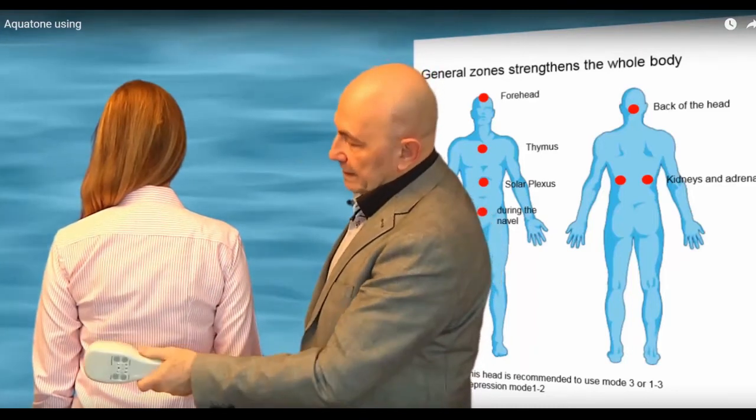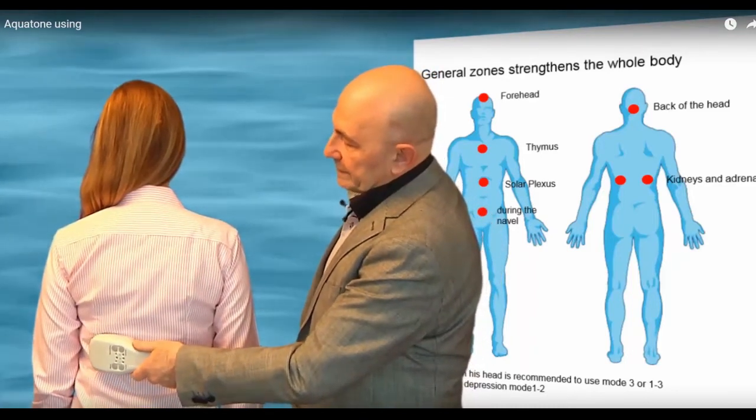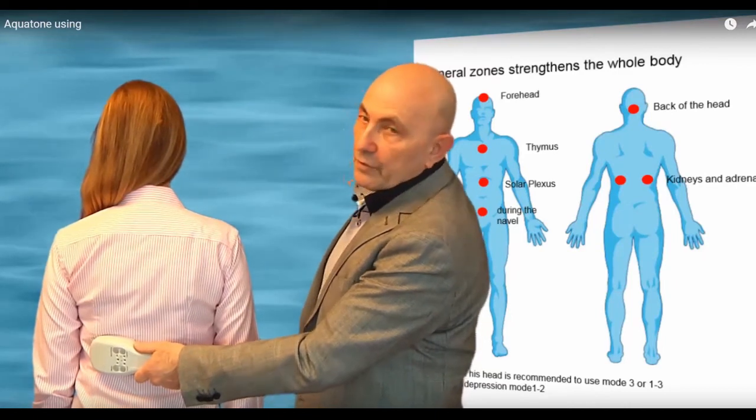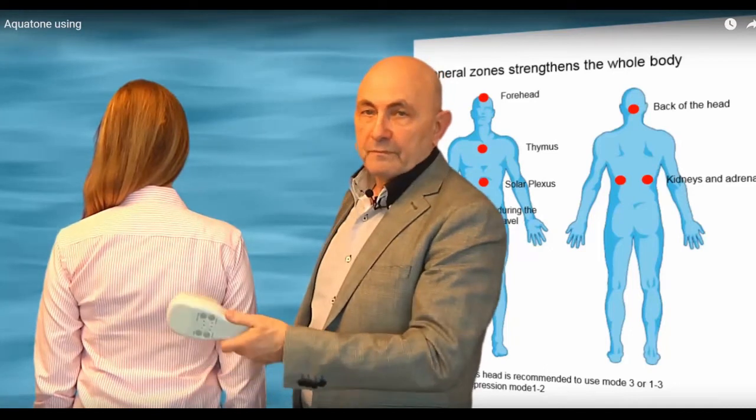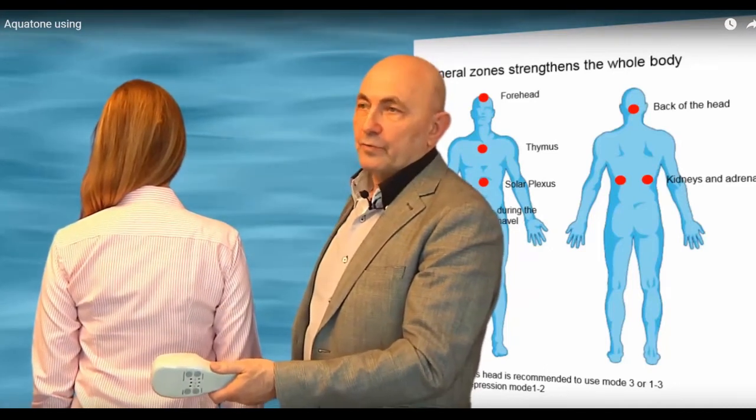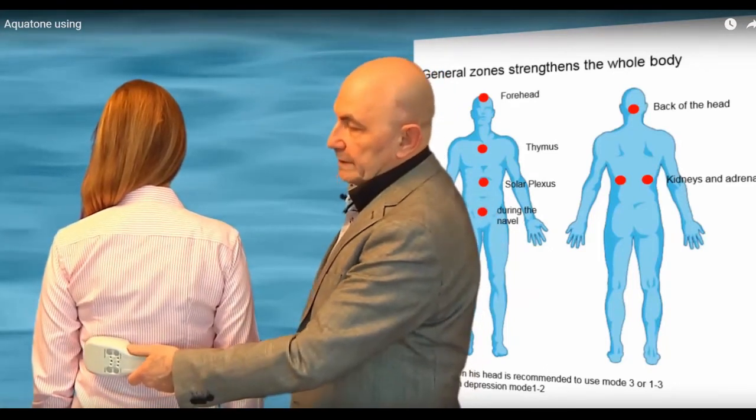Next major zone is kidneys and adrenals. Important areas, as the kidneys regulate the body's water balance and the adrenals produce certain hormones such as adrenaline and cortisol. This zone is also generally strengthening for the body.